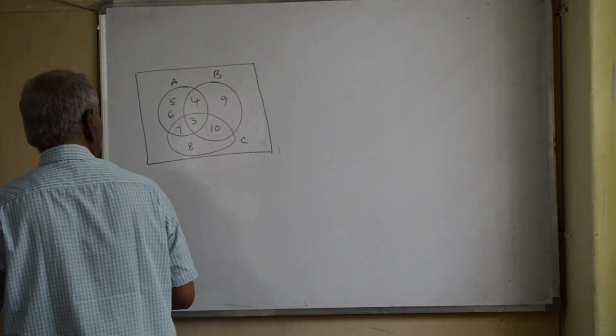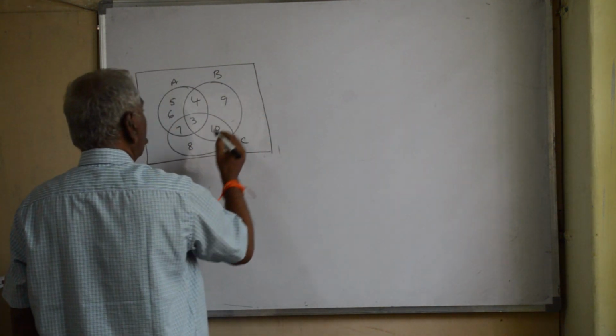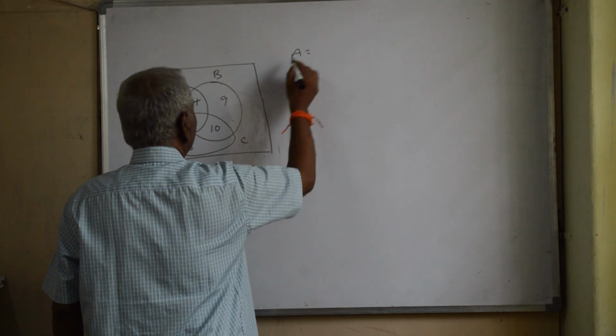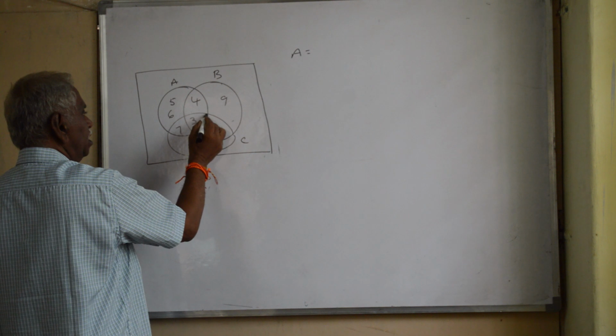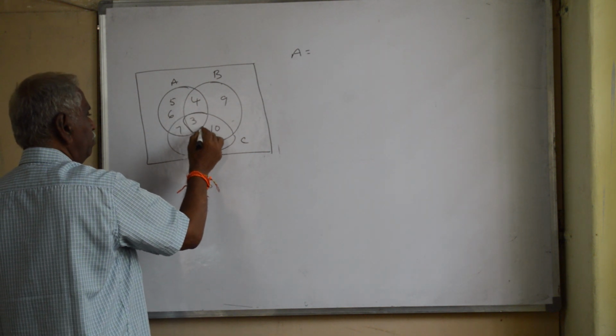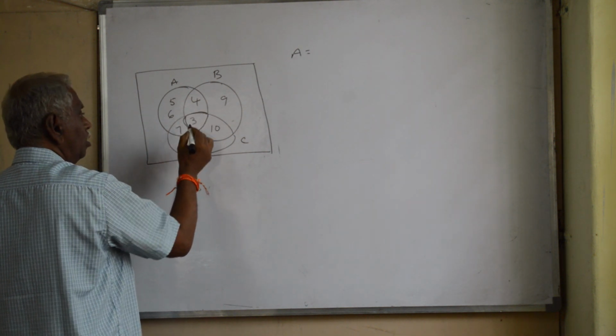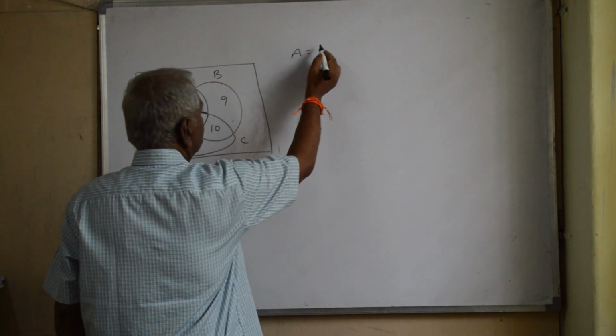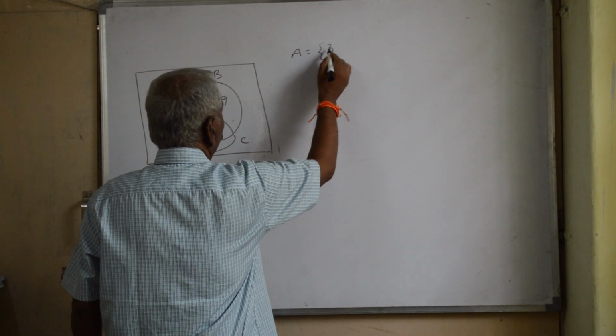Let us see the common portion of A, B and C. What is the common portion of A, B and C? This is the common portion. The element is only 3.